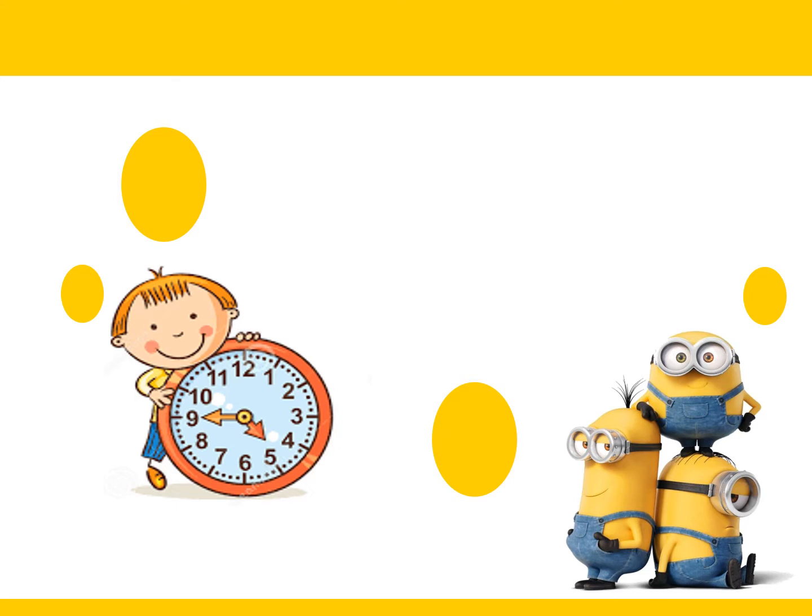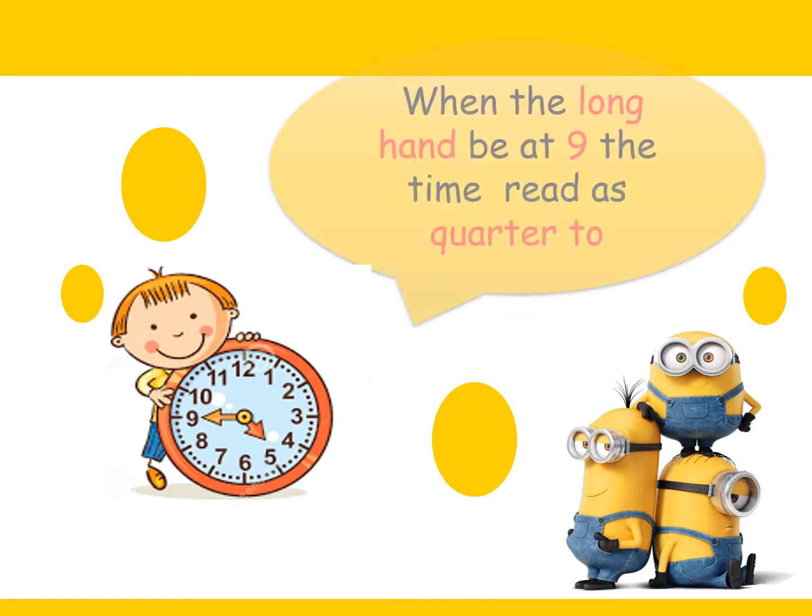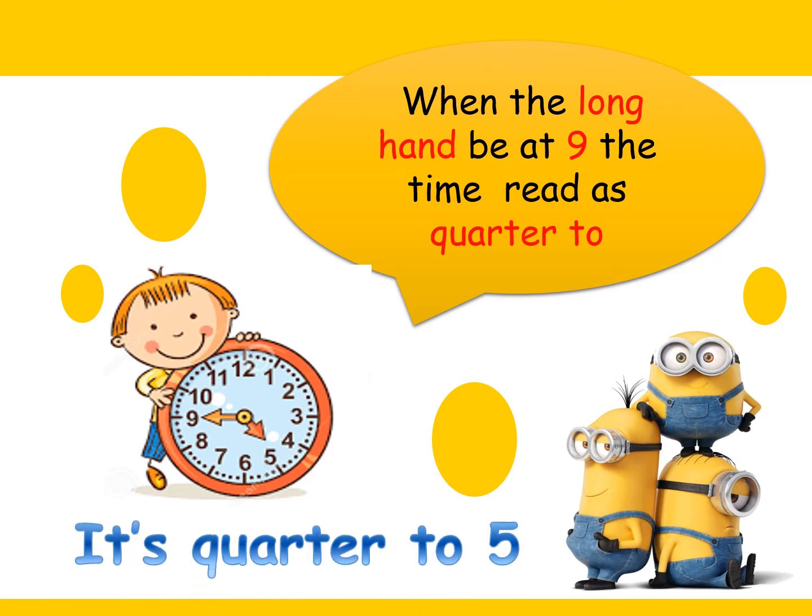Look here, the long hand on 9. What does this tell us? It tells us it's a quarter to the next hour. Look here at the short hand, it's on 5 and the long hand on 9. So it tells us that it's a quarter to 5. The time here is a quarter to 5.